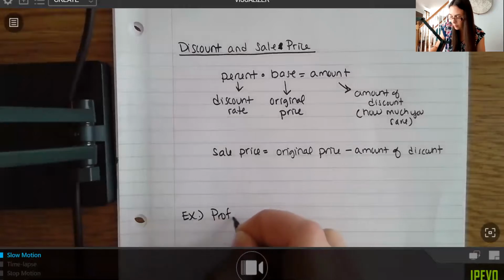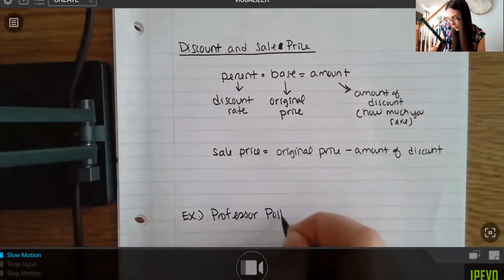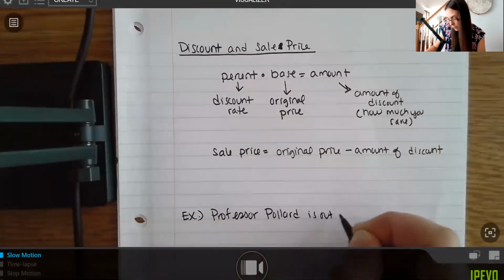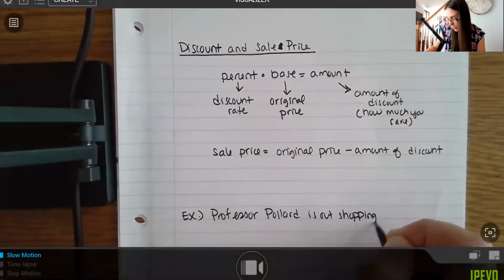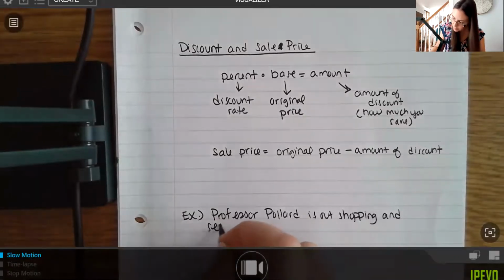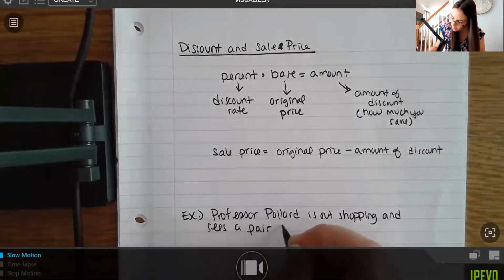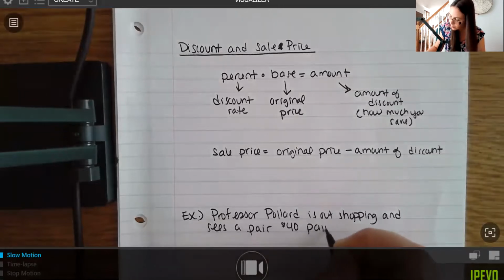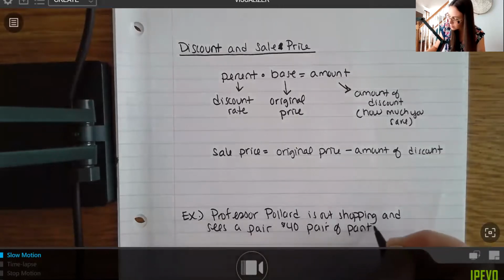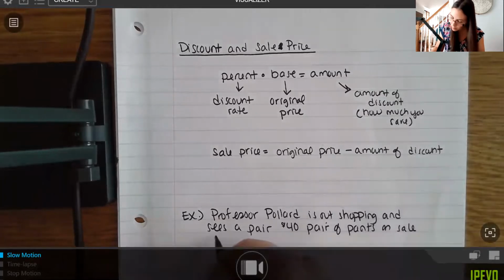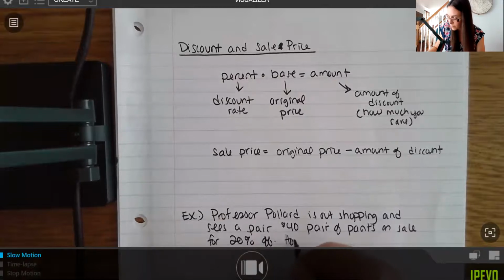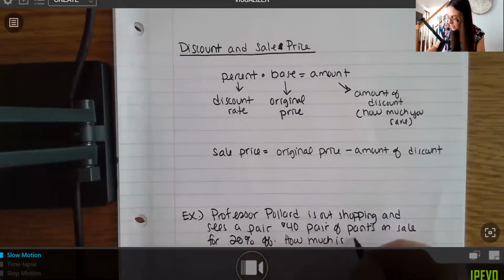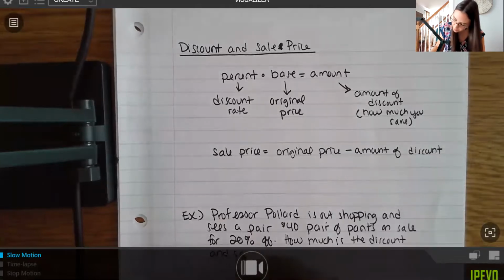So Professor Pollard is out shopping and sees a $40 pair of pants on sale for 20% off. How much is the discount and sale price? So we do want to know both here.